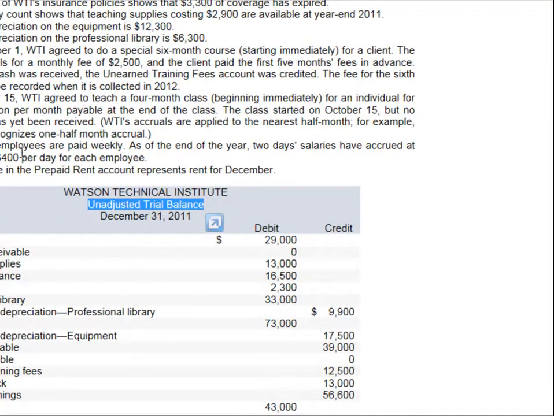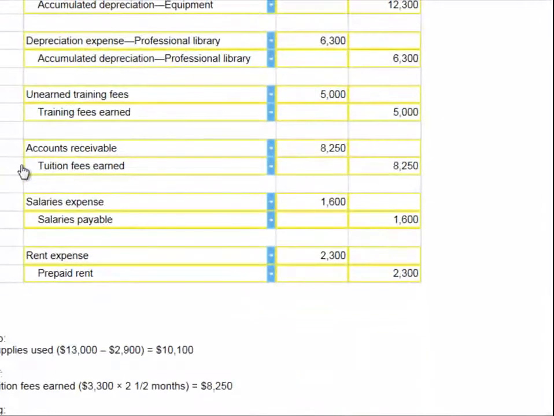G, WTI's 2 employees are paid weekly. As of the end of the year, 2 days' salaries have accrued at the rate of $400 per day for each employee. So $400 times 2 employees times 2 days gives us $1,600. We debit salaries expense and credit salaries payable for this accrued salaries entry.